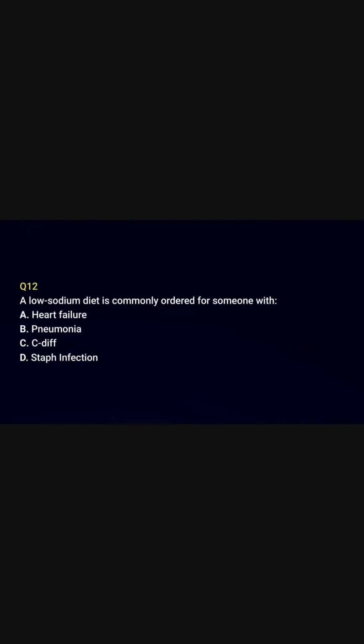A low sodium diet is commonly ordered for someone with A, heart failure, B, pneumonia, C. diff, or D, staph infection.